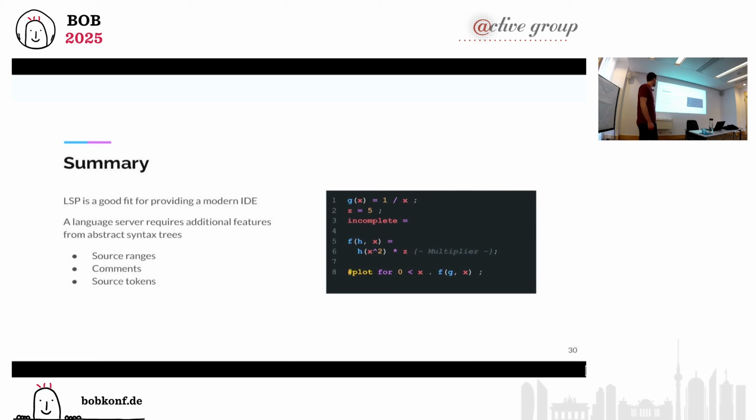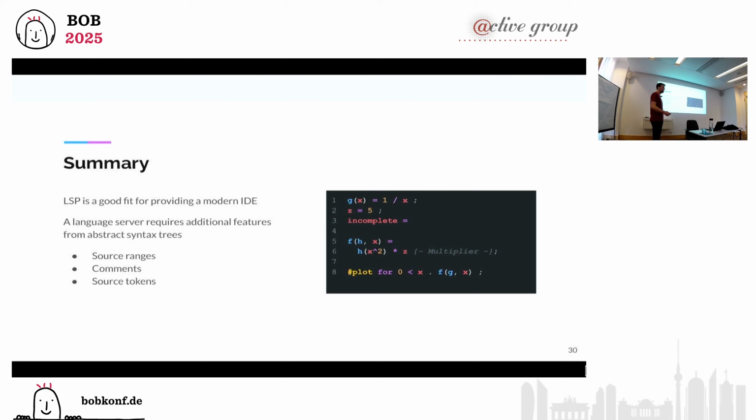And a language server fundamentally requires different things from your AST than an interpreter, for example, does, because we need access to the original tokens. We need source ranges, we need the comments still stored somehow in our AST. And we need source ranges to provide accurate error messages, for example, which are quite useful when type checking as well, since you want to highlight exactly where stuff is going wrong.